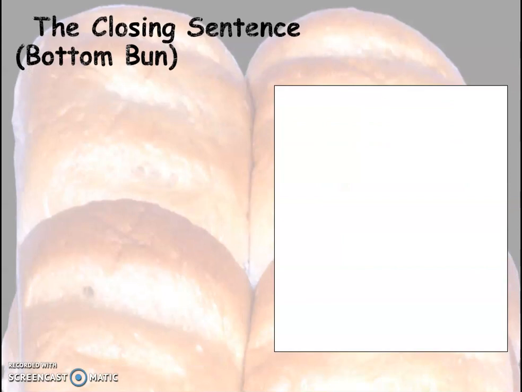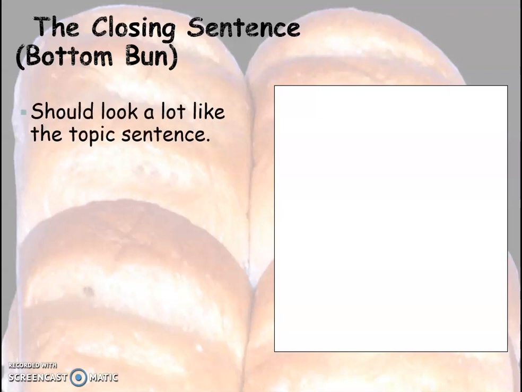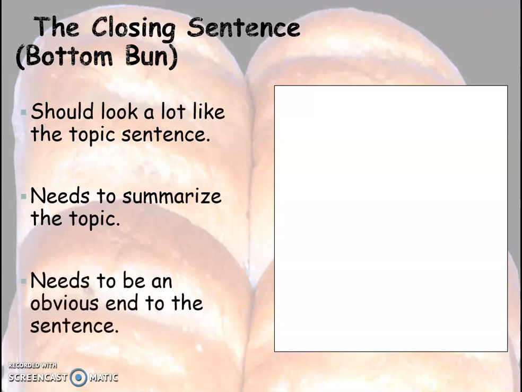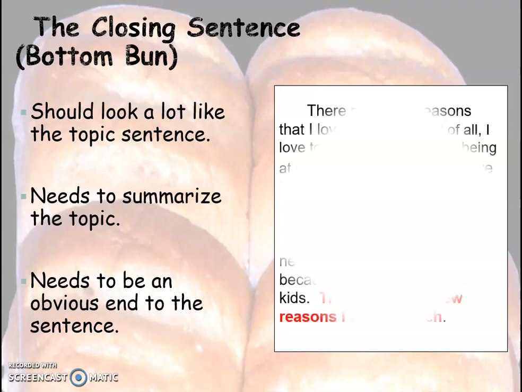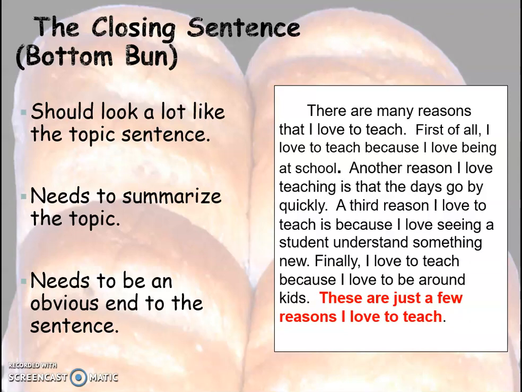The concluding sentence or the closing sentence is represented by the bottom bun in the hamburger. It should look a lot like the topic sentence, but not be the same, as we have mentioned previously. The closing sentence needs to summarize the topic sentence. It needs to be an obvious end to the paragraph. And here is again our paragraph, and the last sentence is a concluding sentence. It says, "These are just a few reasons I love to teach."